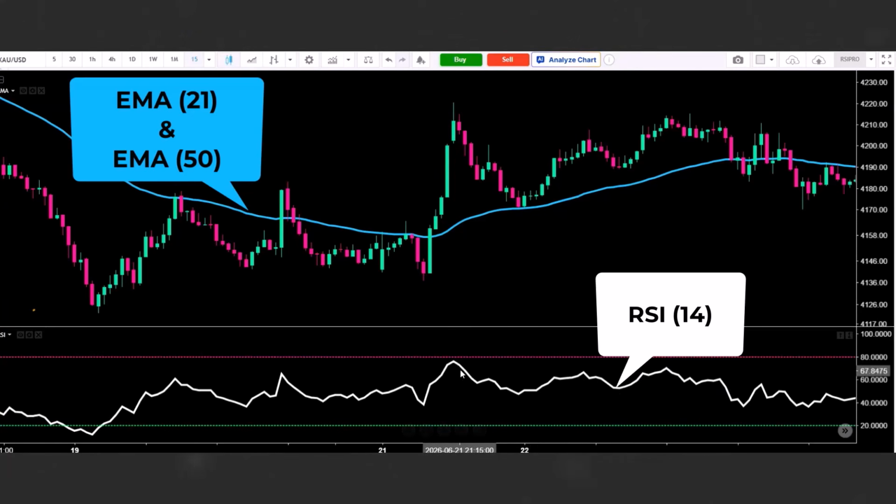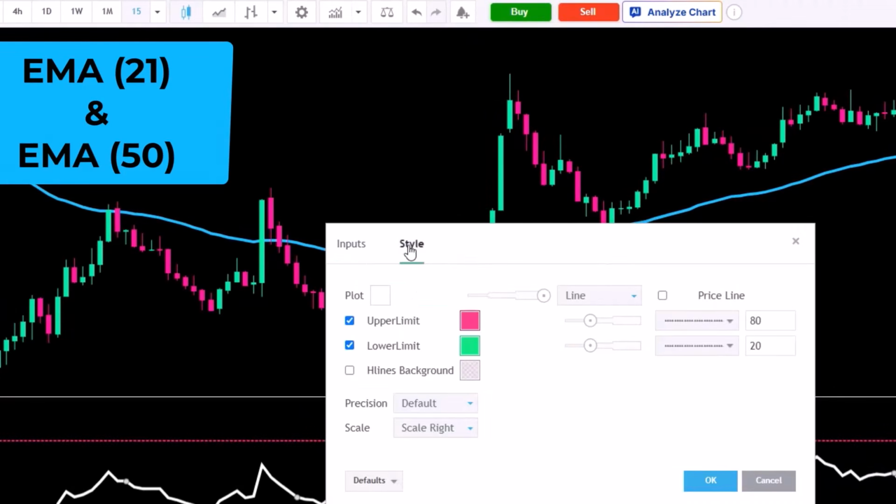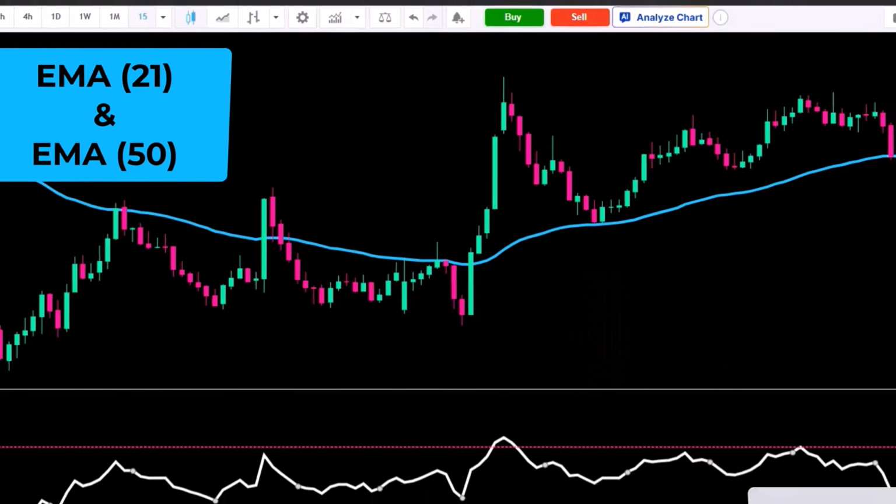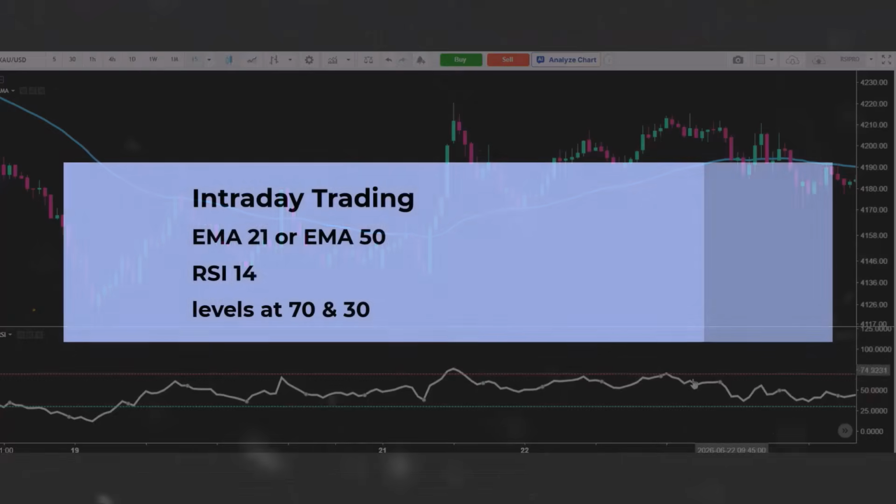Also, let's adjust our overbought and oversold levels. Instead of the extreme 80 and 20 we used for scalping, we use the classic 70 for overbought and 30 for oversold. This is the golden standard for intraday trading. So, for intraday trading, the simple setup is EMA 21 or EMA 50 and RSI 14 with levels at 70 and 30. If you want even more stability for long-term trades, stay tuned for the next section, swing trading.